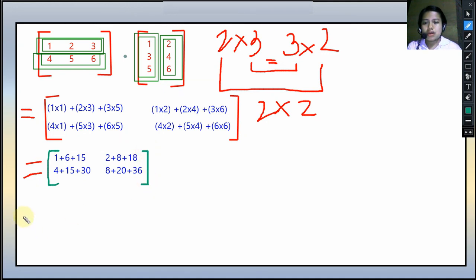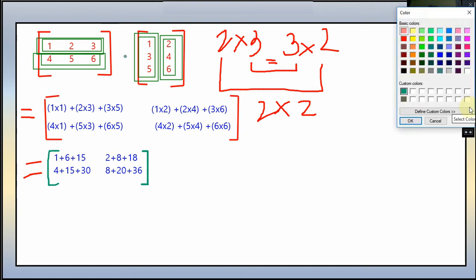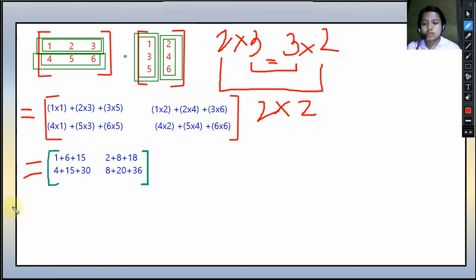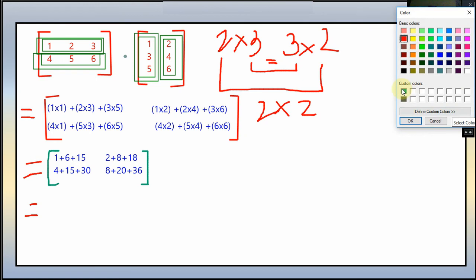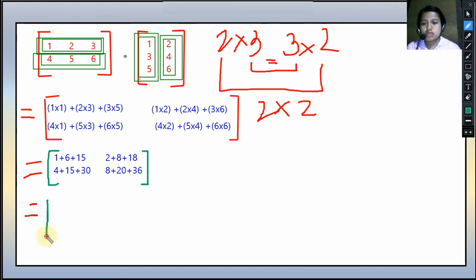Okay, now let's simplify further. Let's proceed to addition. So our matrix now will be 1 plus 6 plus 15, that is 22. So we have 22. Then we have 4 plus 15, that's 19, plus 30, that's 49. Okay, that's 49.